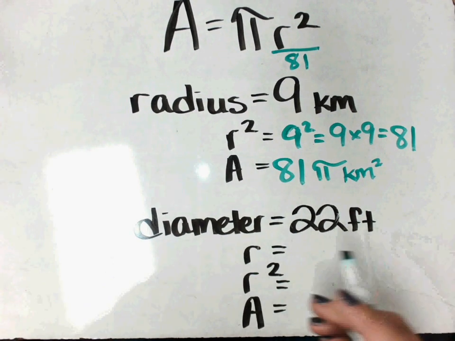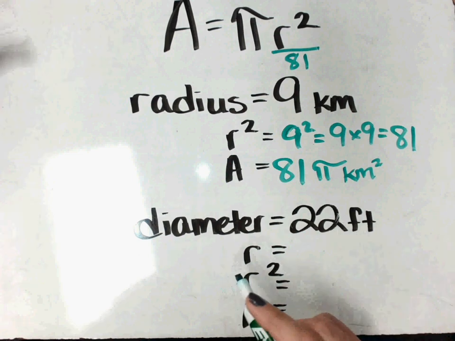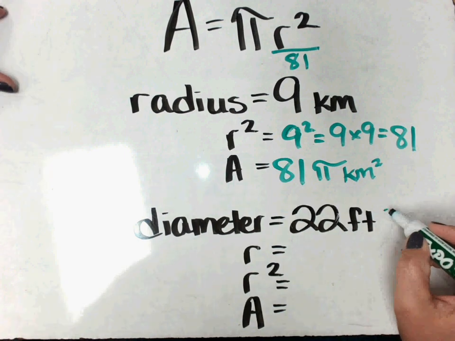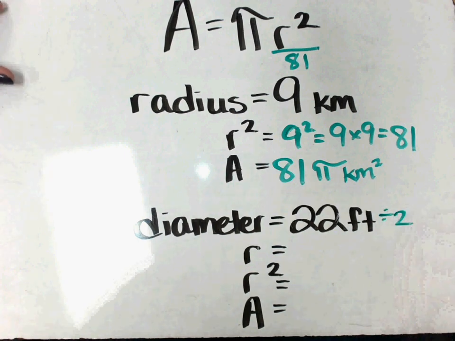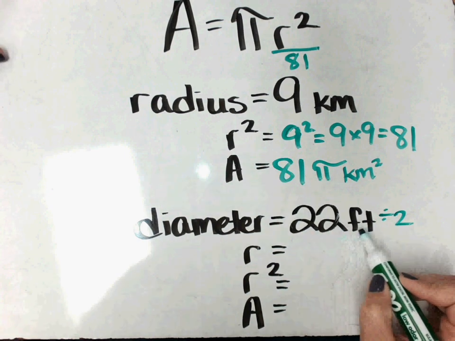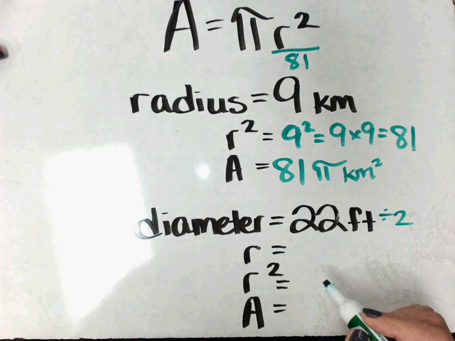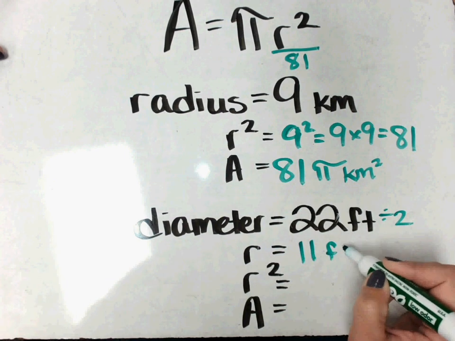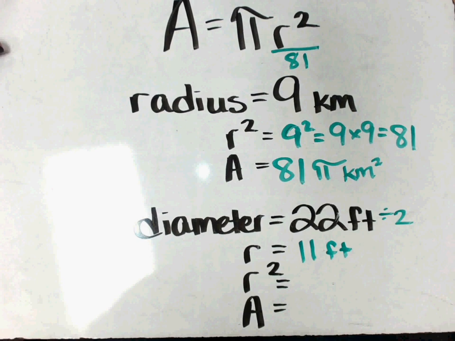So our next example, we have diameter is 22 feet. Well, remember, diameter is all the way across the circle. We need halfway across. We need the radius. So we have to take that diameter and divide it by 2 to get the radius. So if the diameter is 22 feet, then the radius would be 22 divided by 2, which is 11 feet. So the radius would be 11 feet.